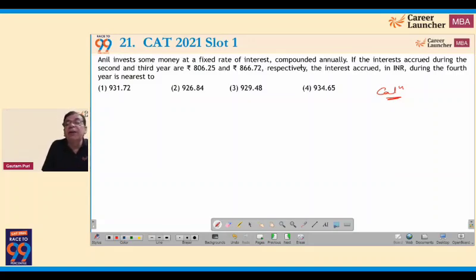Anil invests some money at a fixed rate of interest compounded annually. If the interest accrued during the second and third years are 806 and 866, the interest accrued during the fourth year is nearest to how much? So year 2, 806.25. Year 3, you get an interest of 866.72. Year 4, interest is what you need to find.